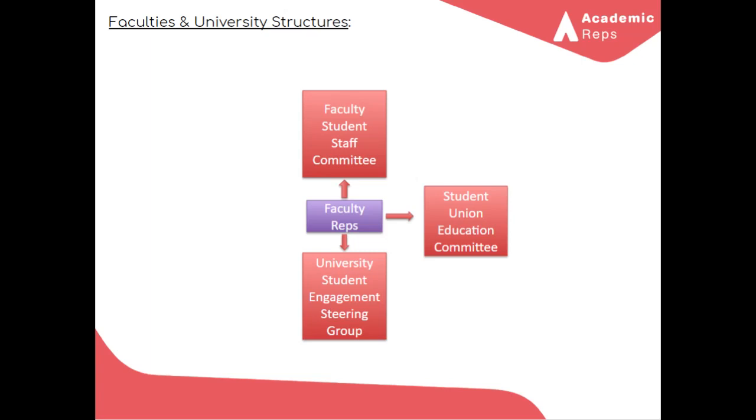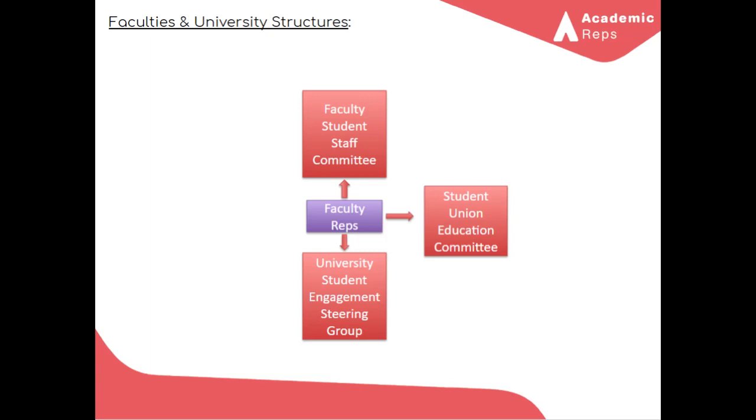So what exactly are faculty reps? Faculty reps are academic reps that are elected from the pool of academic reps within a single department. And there's normally two, one for undergraduate and one for postgraduate. They make sure that the department is represented to the faculty, and they'll be elected normally within your first student staff committee meeting of the year, which should be in October, early November time.